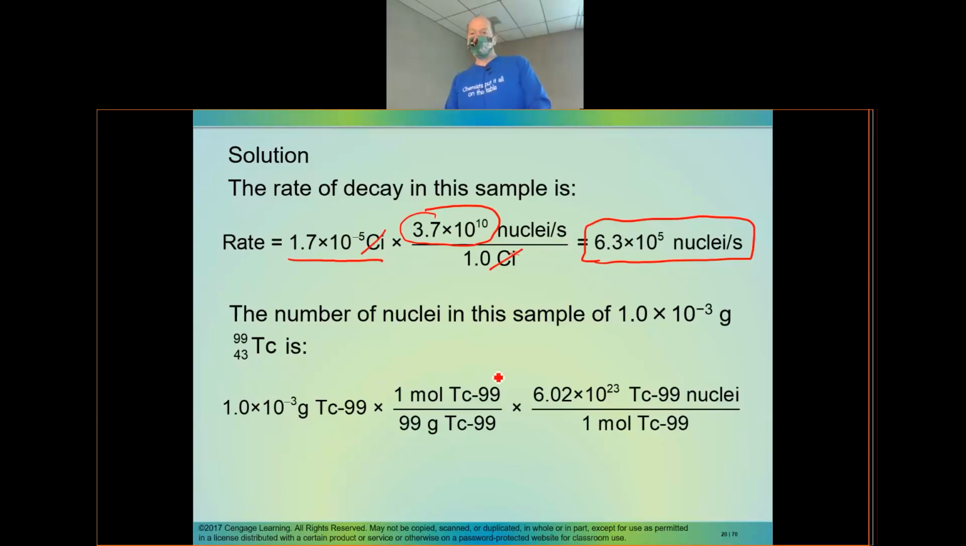All right, so the number of nuclei in a 1 times 10 to the minus 3 gram sample, or 1 milligram sample. So now we have our grams, we're going to convert it to moles. Technetium-99 will have a molar mass of 99, so that is 99 grams per mole. So this gives us the moles of technetium. Well, there's Avogadro's number of nuclei in a mole, and so we multiply that by Avogadro's number. So that's the number of nuclei we get. So here are your nuclei, and here are your nuclei per second.